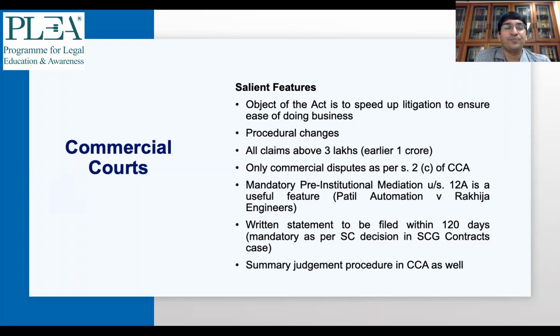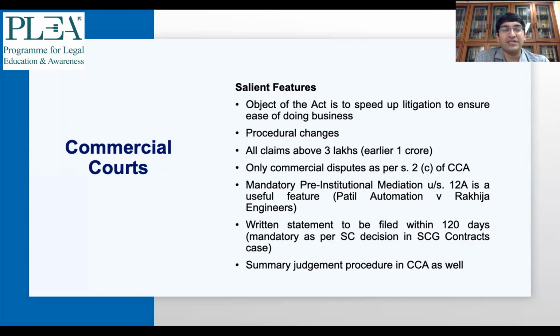Here, one important change is that earlier only the dues or damages claimed above 1 crore qualified. This was the case up to 2018. However, in 2018, a change was made, and the claims now have to be above 3 lakhs. So this is a very significant change made recently, where even if you have a claim of 5 lakhs, you can now approach the commercial court, an avenue that was earlier not available to creditors. That is a very important change that has happened.